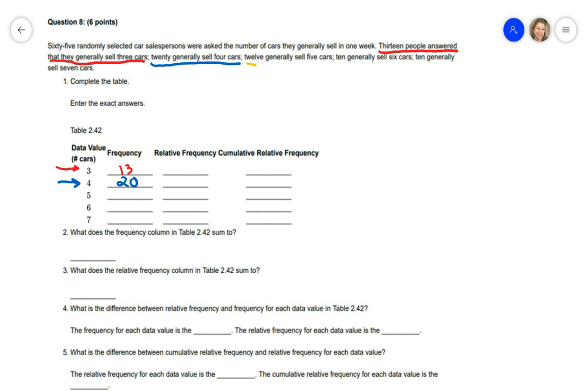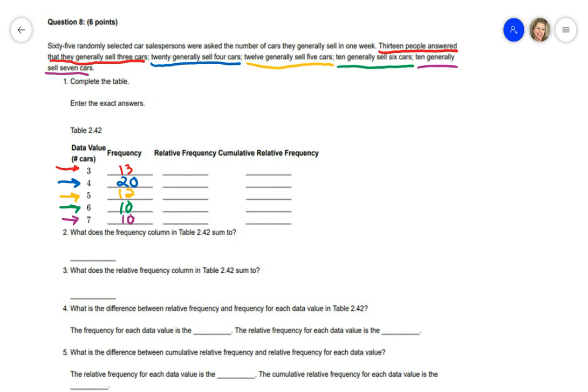And then 12 sell 5. Here's 5, so I'll put the 12 there. And then 10 generally sell 6. So 10 goes there. And last, 10 generally sell 7. So here's number 7, and there's a 10.